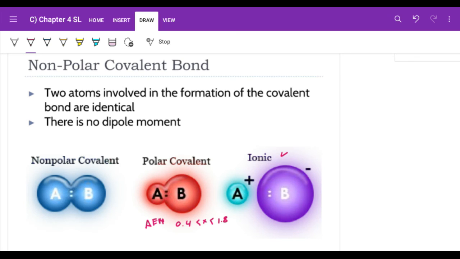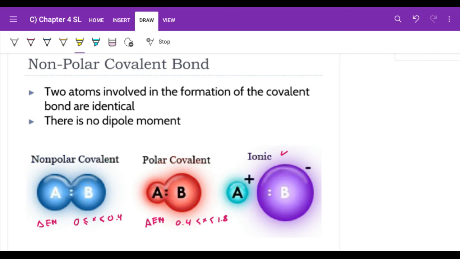So for non-polar, the electronegativity difference is in between 0 to 0.4. This is non-polar.